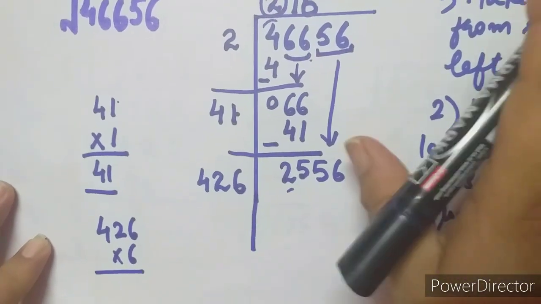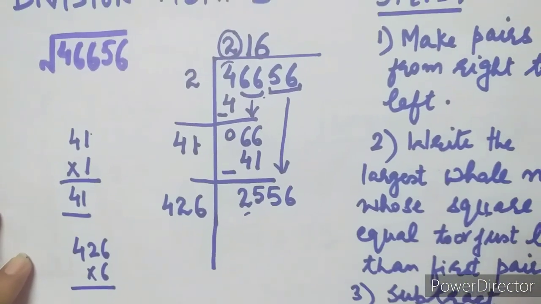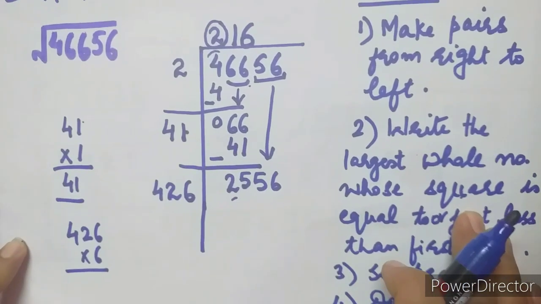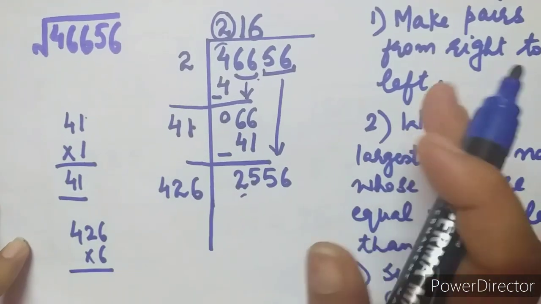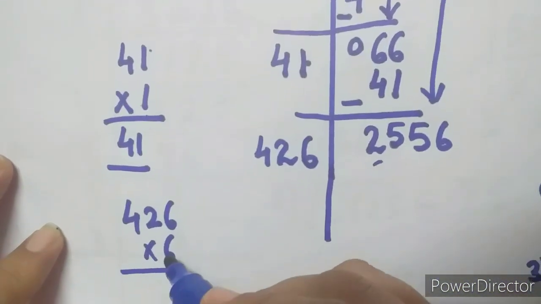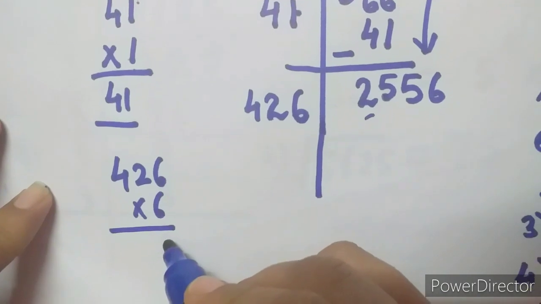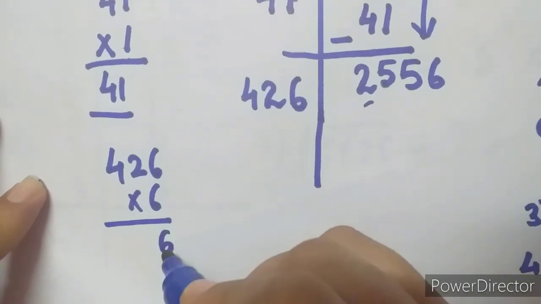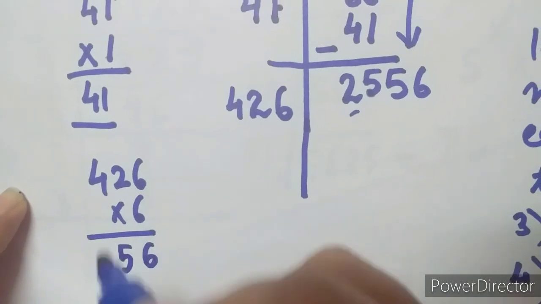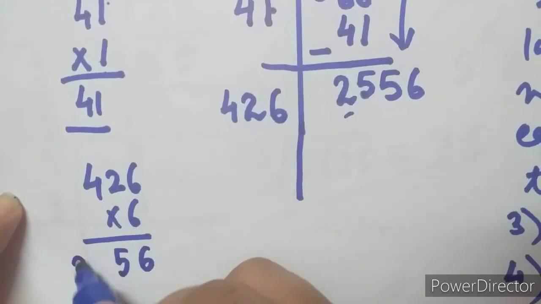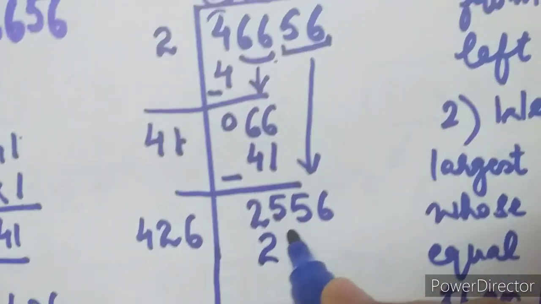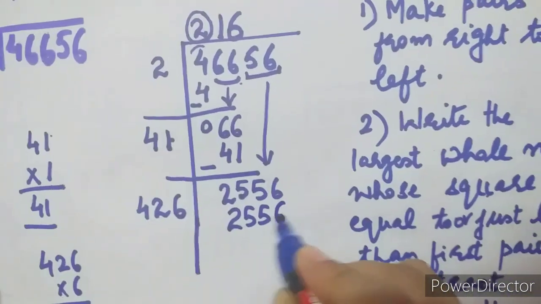Actually I have written the steps on this side, otherwise you are supposed to do the rough work on the extreme right only. But no problem, here I have already written, so I am making use of this space. So here if I multiply, I will get 6 6s are 36, 6 2s are 12 plus 3 is 15, and 6 4s are 24 plus 1 is 25. So you will see that we are able to get the exact same answer.